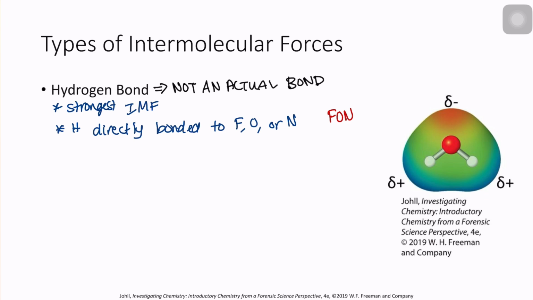Now, what's important about this is the hydrogen has to be directly bonded to the fluorine, oxygen, or nitrogen. If the hydrogen is not bonded directly to the fluorine, oxygen, or nitrogen, then you don't have the capability of hydrogen bonding. And that is because the difference in electronegativities is not as high, so that attraction is not as high.